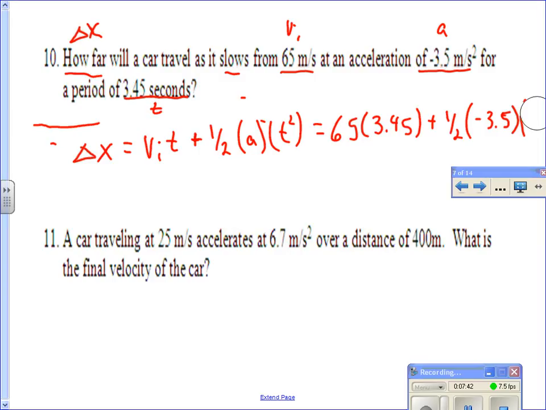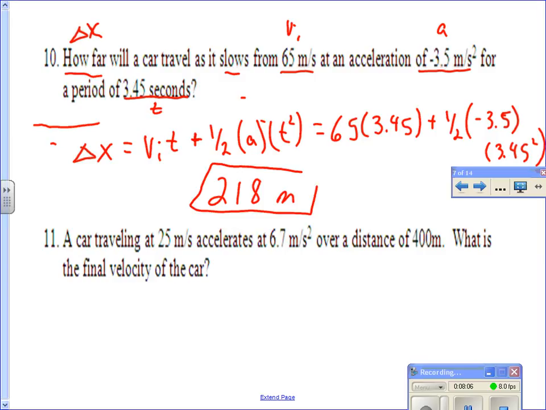3.45 squared. I'll put it down here, 3.45 squared. So 65 times 3.45 plus 1/2 times negative 3.5 times 3.45 squared. And the answer to that is 218 meters. So it takes 218 meters to slow down during that time period.